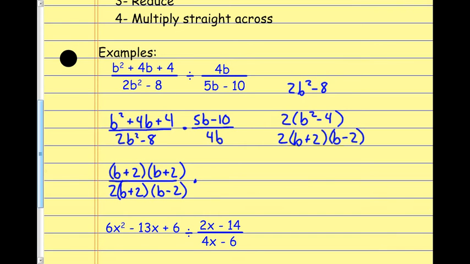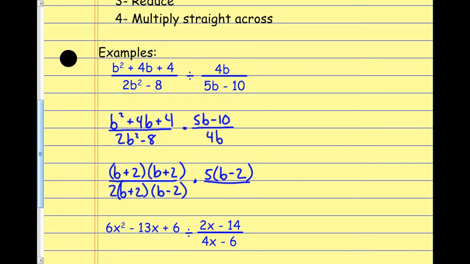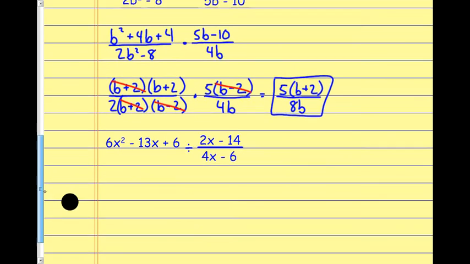Over here, the 5b minus 10, I can factor a 5 out of, which leaves me with a b minus 2. And then this just stays as a 4b. And now I cross out any common factors here. I've got a set of b plus 2s I can cancel out. The b minus 2s can cancel out. And now in my numerator, it looks like I'm left with a 5 and a b plus 2. Let me rewrite that. That didn't look very good. In the denominator, I've got a 2 times a 4b, which is just 8b. And that's it. So I change division to multiplying by the reciprocal, and then I do the same basic steps.